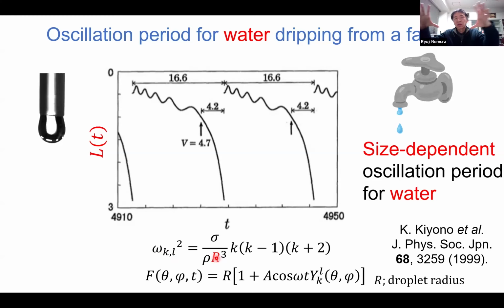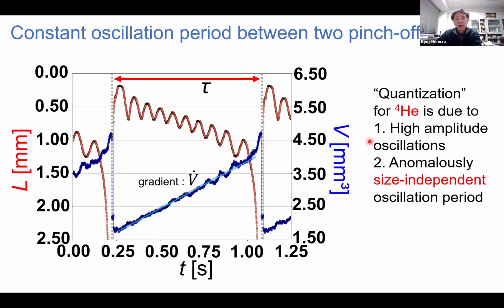So larger droplets oscillate quite slowly, with a longer oscillation period. And this is a well-known example. And this is a normal behavior for the water. But helium, it was quite different.